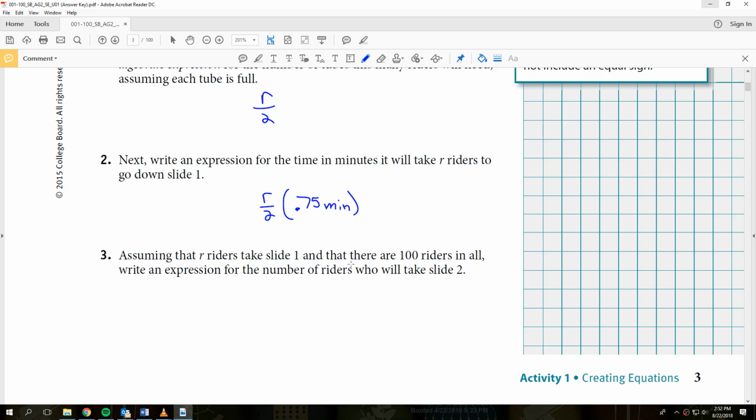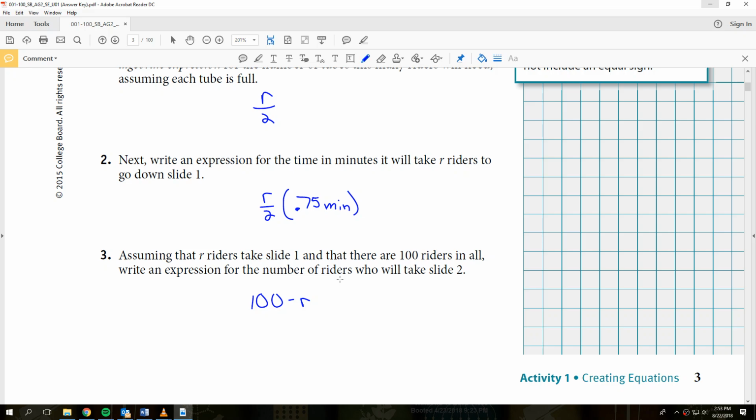All right, so assuming that our riders take slide 1, so far we've got a bunch of people here, and R is representing how many of those people are going to go on slide 1. Assume R riders take slide 1 and that there are 100 riders in all. Write an expression for the number of riders who will take slide 2. Well, if there are 100 riders total and R are taking slide 1, then 100 minus R must be taking slide 2, right?